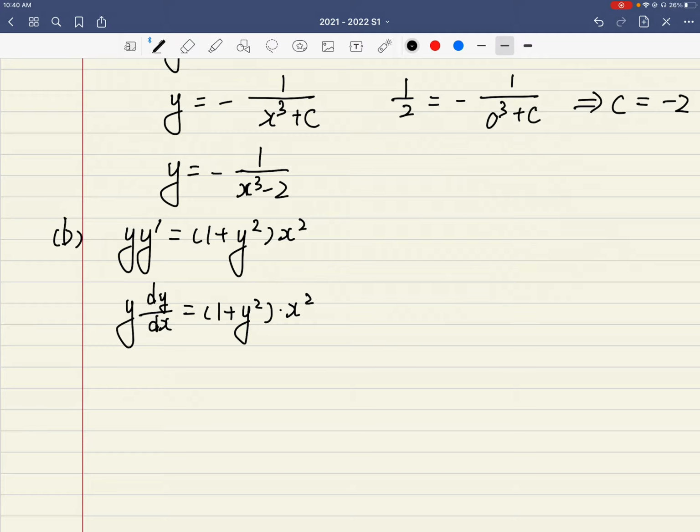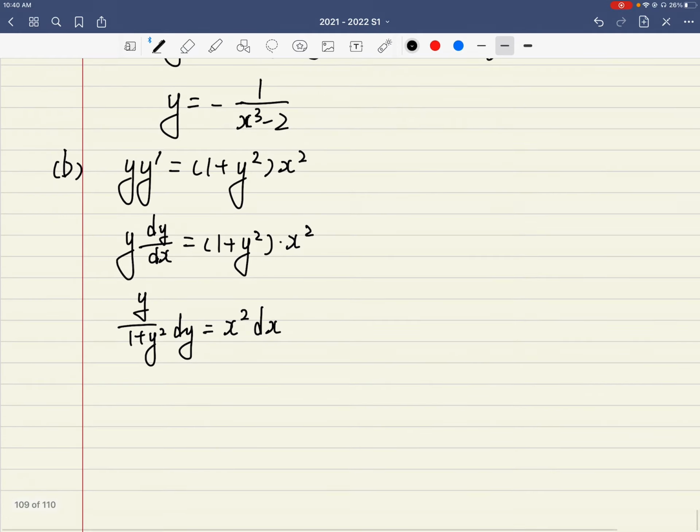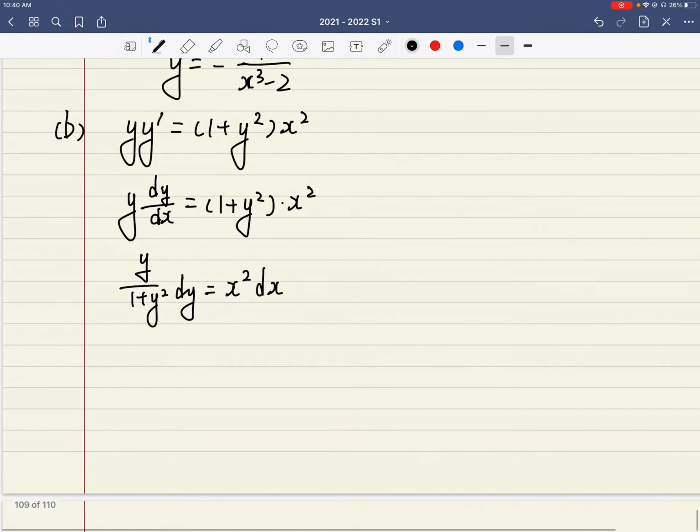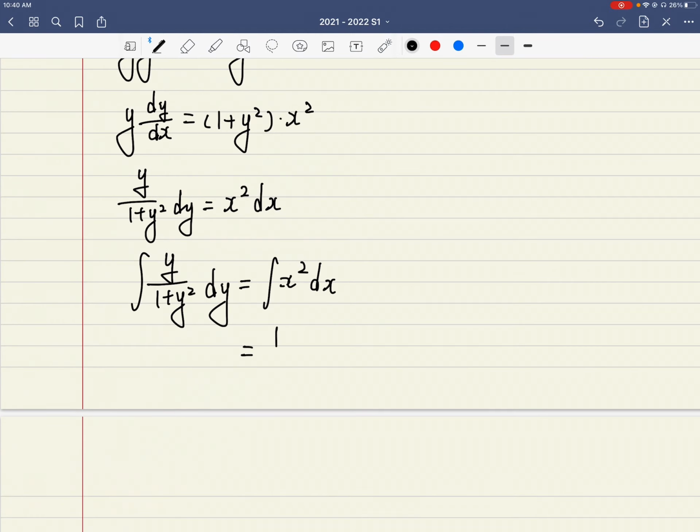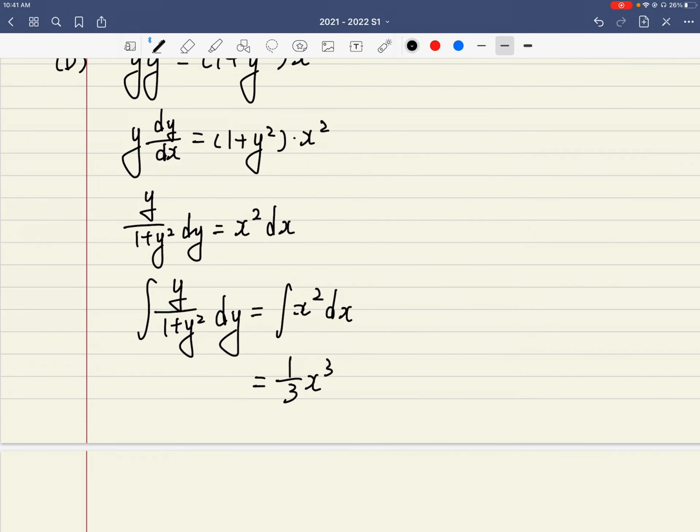Here you can move everything about y to the left. So it's 1 over 1 plus y squared dy. And move everything about x to the right, so it's x squared dx. Then just integrate. Again, for the right-hand side, it's just 1 over 3 x cubed. For the left-hand side, maybe you need to do substitution.